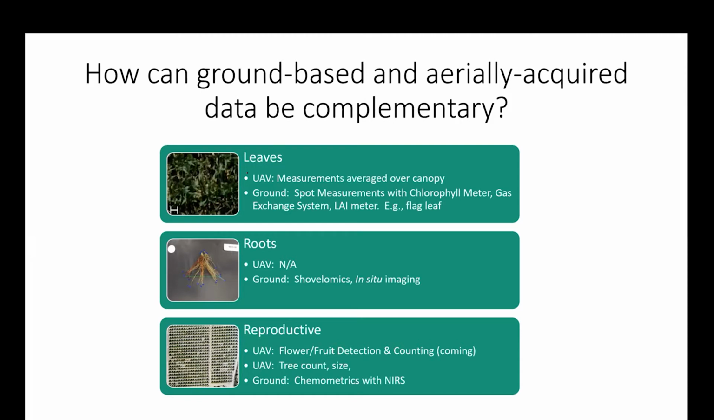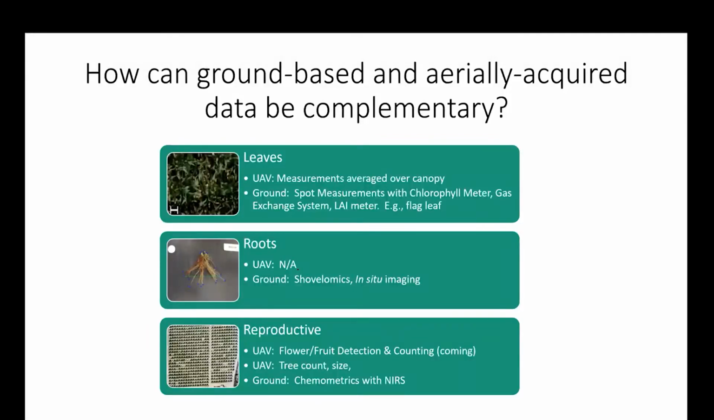So at the leaf or canopy level, UAV measurements are averaged over the canopy. These are not spot measurements on a leaf. So on the ground, you can make those spot measurements with, for example, a chlorophyll meter. You can measure photosynthesis with a gas exchange system, and you can calculate leaf area index with a meter. So for example, you might want to measure the flag leaf, which is commonly done on crops such as wheat or corn. And then there's the roots, which have always been difficult to study.